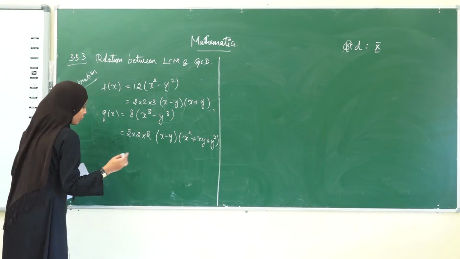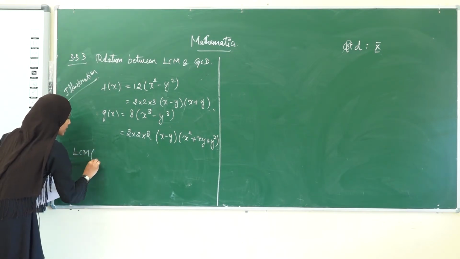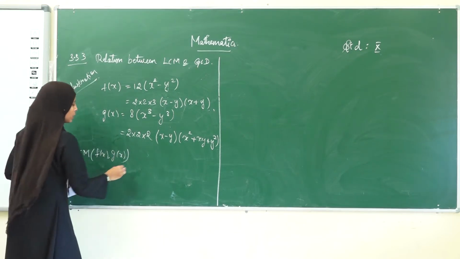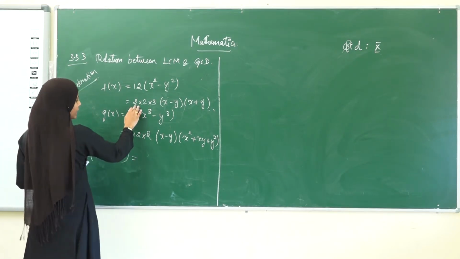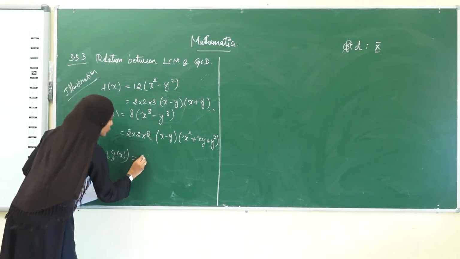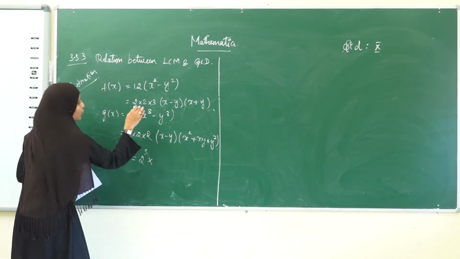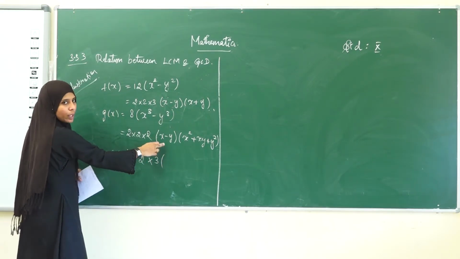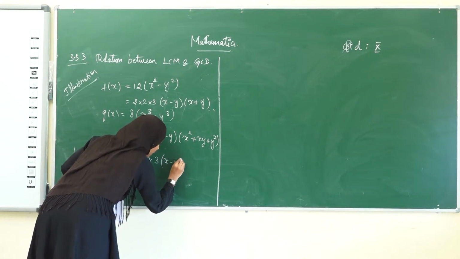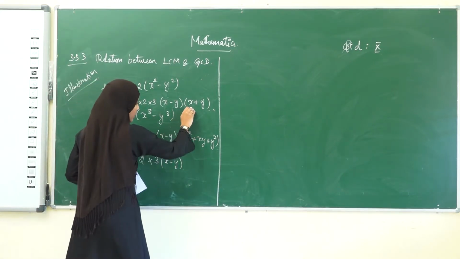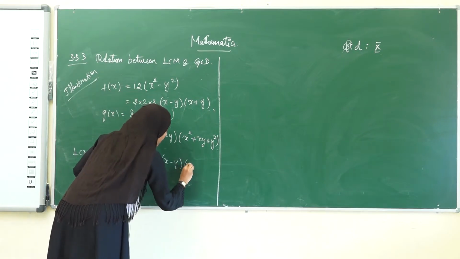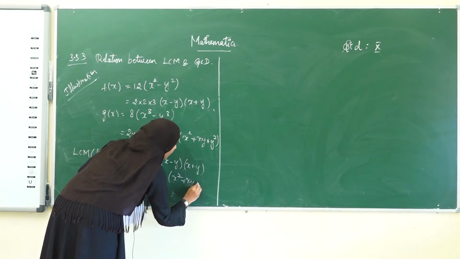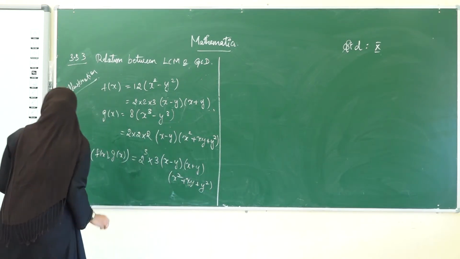Now we are going to find the LCM and GCD. LCM of f of x comma g of x. See, here it is 2 square, here it is 2 cube. Therefore 2 cube into, here we have only one 3, into x minus y, here also we have only one x minus y. Therefore x minus y into, here we have x plus y, and here we have x square plus xy plus y square. So x plus y into x square plus xy plus y square.